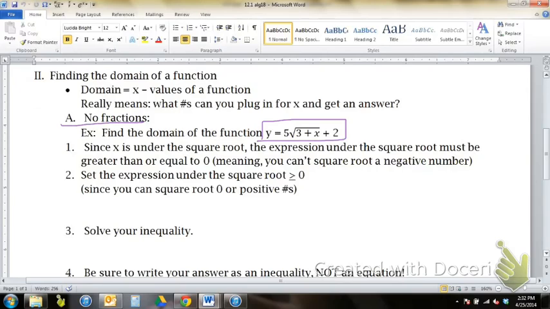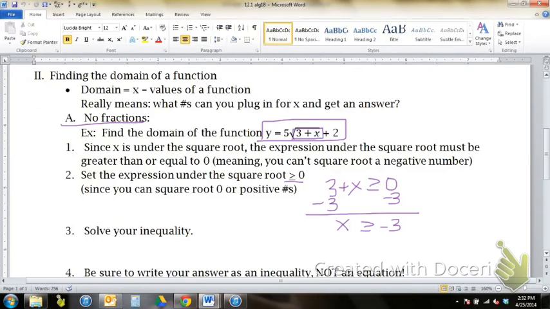So I'm just going to take this part that's under the square root, and I'm going to set that greater than or equal to 0. So I'm going to say 3 plus x has to be greater than or equal to 0 because I can't square root a negative number. You can square root 0 though, so that's why I put the little line under it. Now I solve this inequality, so I subtract 3 from both sides, and I get x is greater than or equal to negative 3. And that's done.